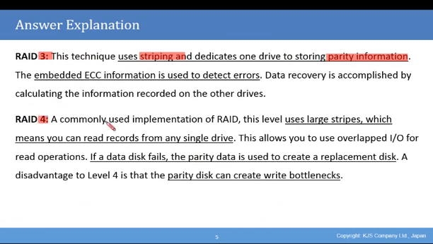In RAID 4, a commonly used implementation of RAID, the level uses large strips, which means you can read records from any single drive. This allows you to use overlapped I/O for read operations. If a data disk fails, the parity data is used to create a replacement disk. A disadvantage to level 4 is that the parity disk can create write bottlenecks.